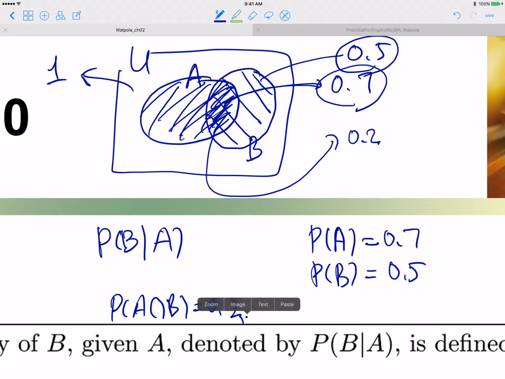And this cannot be bigger than those two, okay? And then this probability is, can anyone tell the answer?